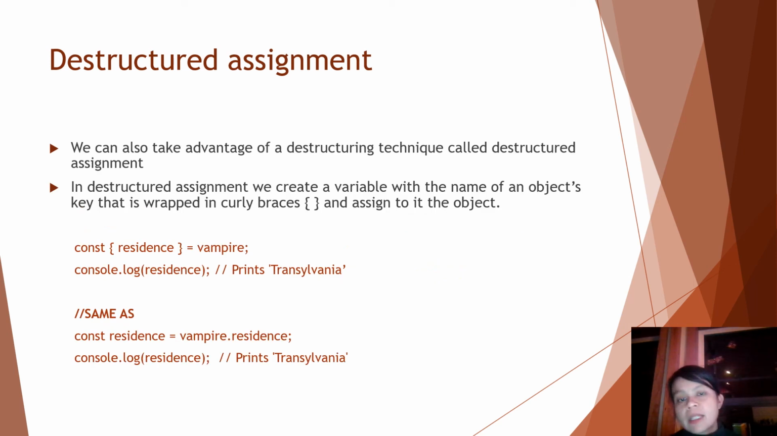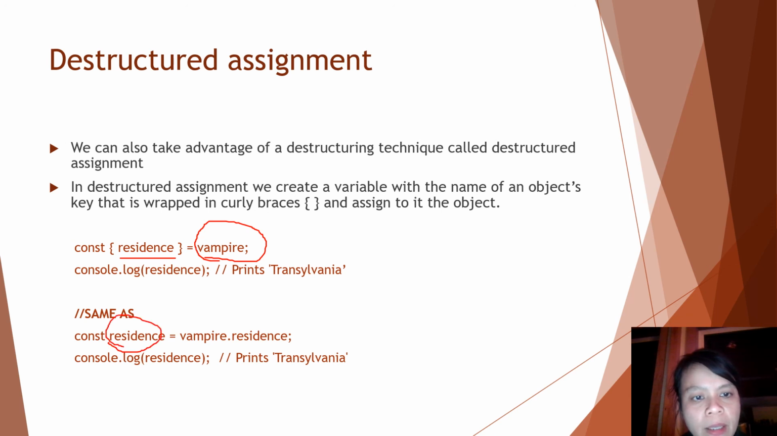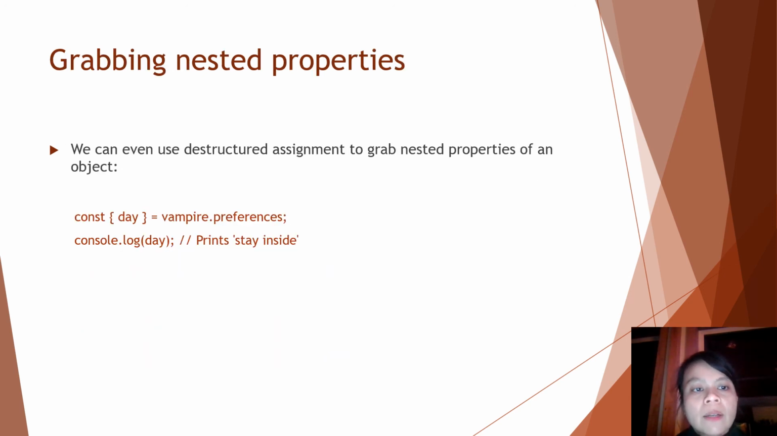We can also take advantage of a technique called destructured assignment. In a destructured assignment, we create a variable with the name of an object's key that is wrapped in curly braces and assign it to the object. And this is the same as residence, vampire.residence. For grabbing nested properties, we can even use destructured assignment to grab nested properties of an object, like vampire's preferences.